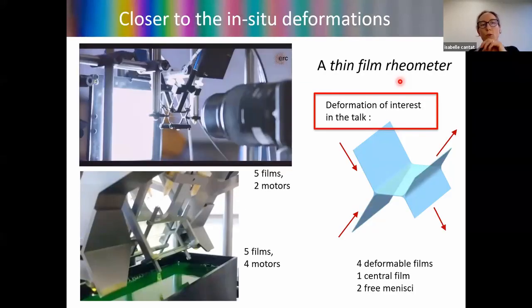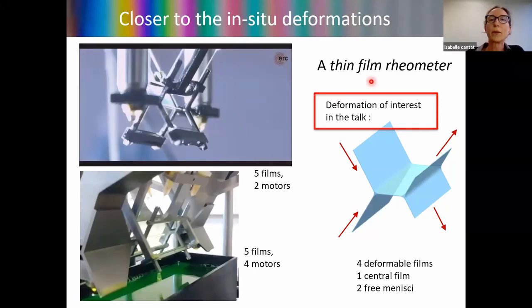So in order to address this question, we built what we called a thin film rheometer. Here you see the first version with 5 fins. Here you see one free meniscus. There is another one on the other side. The film structure is represented here.